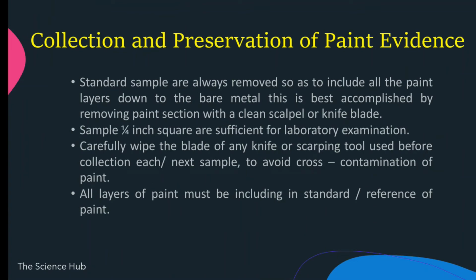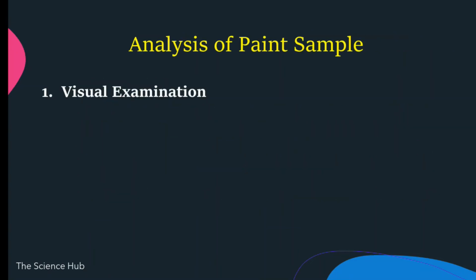Standard samples are always removed so as to include the paint layers down to the bare metal. This is best accomplished by removing the paint section with a clean scalpel or a knife blade. A sample that is 1/4 inch square is enough for laboratory examination. Carefully wipe the blade, knife or scraping tool before each and every next sample collection to avoid contamination. All layers of paint must be included in the standard and reference sample.